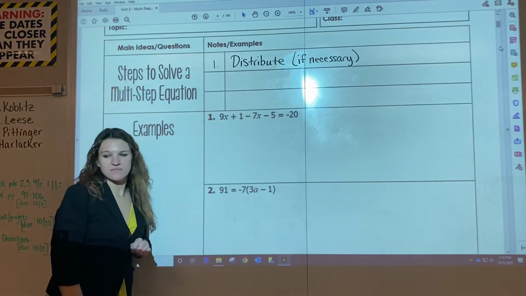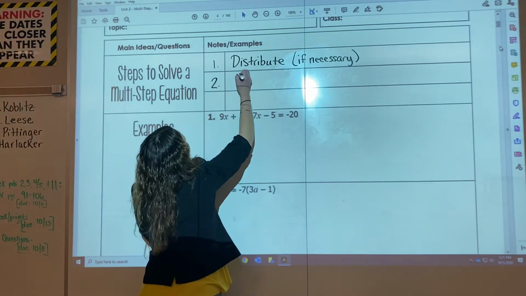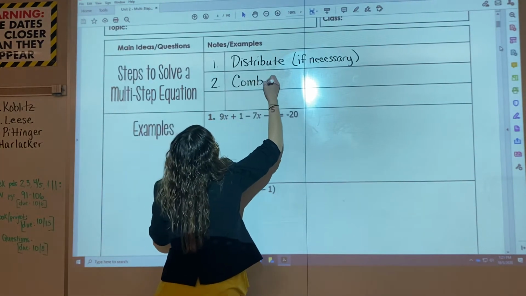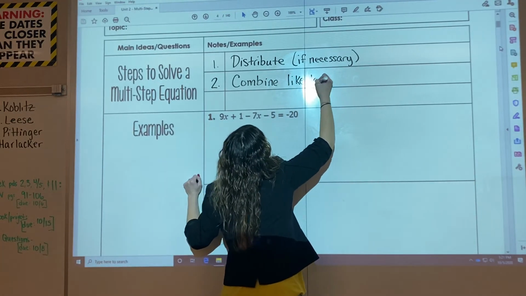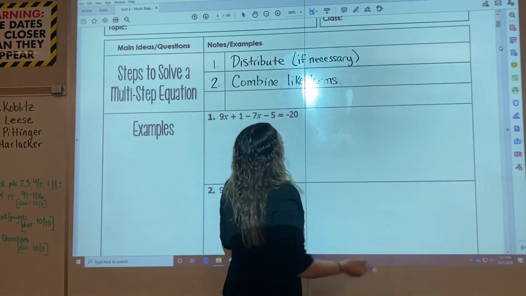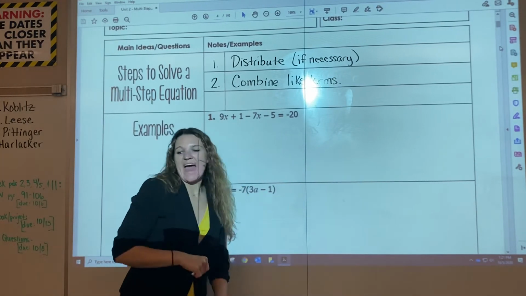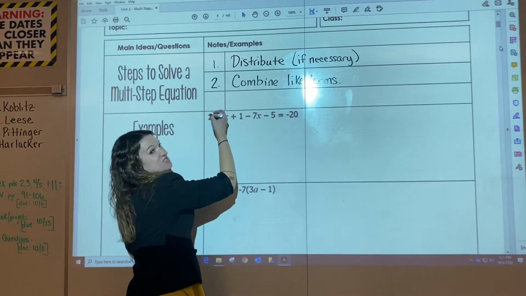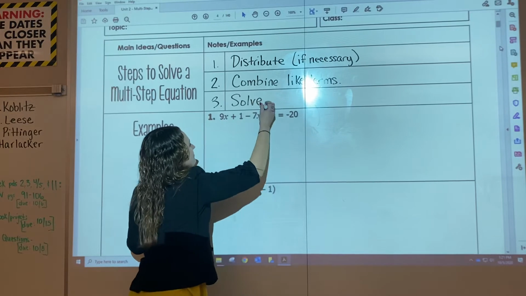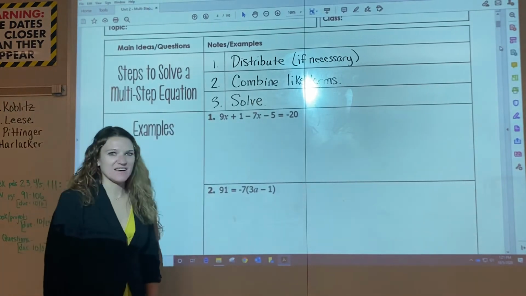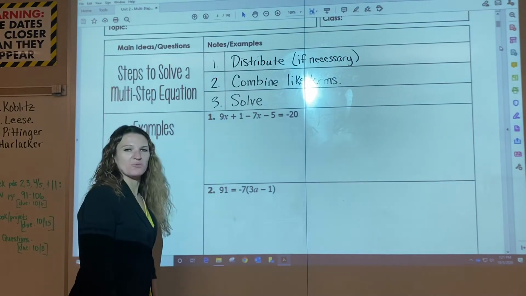All right, second thing we're gonna do, combine like terms. Remember, like terms have the same variable and exponent parts. And lastly, we are going to solve. All right, well, let's get right into it and start with numbers 1 and 2 and see what we get.